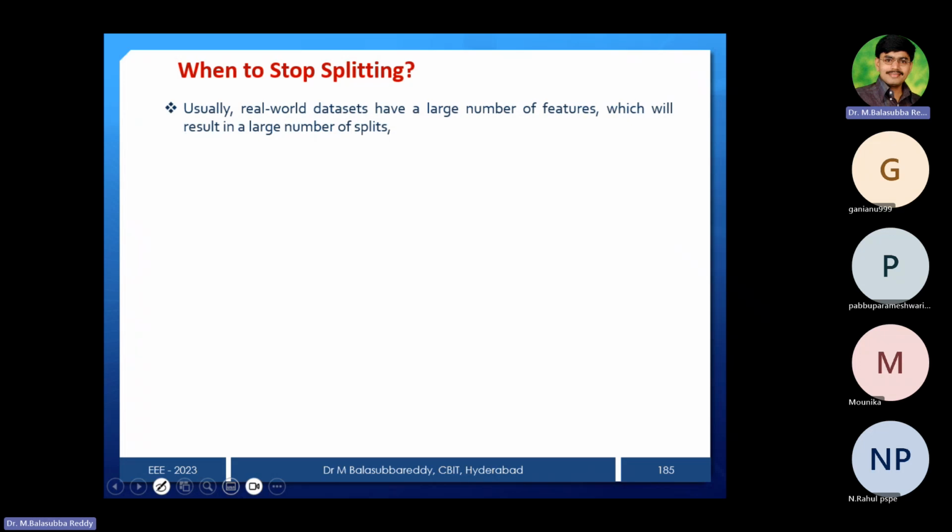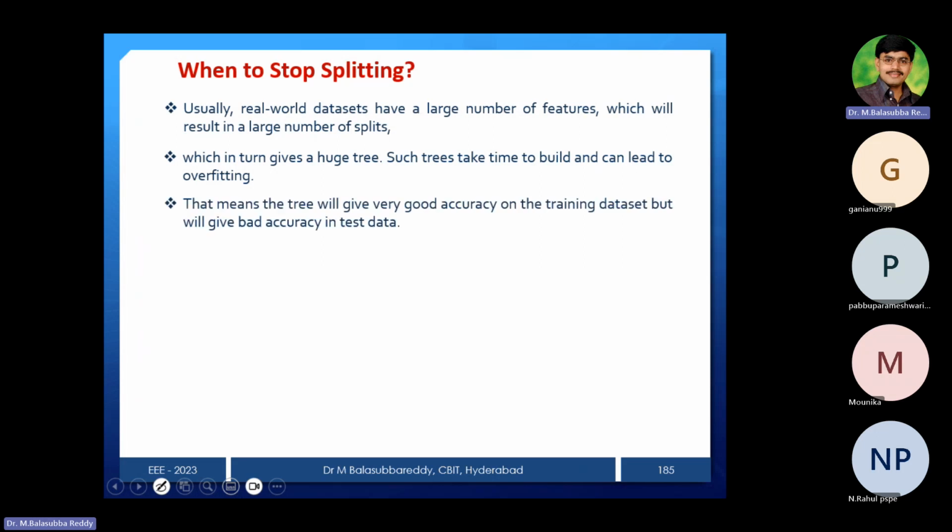We start with the root node and go on splitting. While selecting the root node, we calculate the information gain of all features, and the one with the highest is considered. Again, to split further, you calculate information gain and split on the one with the highest, taking it as a sub node, layer by layer. That gives a huge tree. Such a tree can take time to build and can lead to overfitting, because with many features it automatically overfits. The tree will give very good accuracy on the training data set, whereas on the testing side it will have lower accuracy.